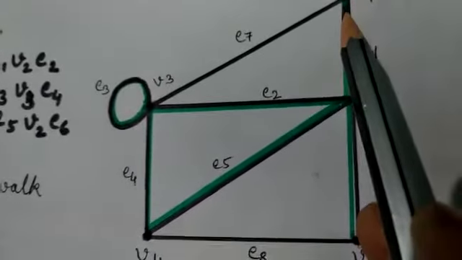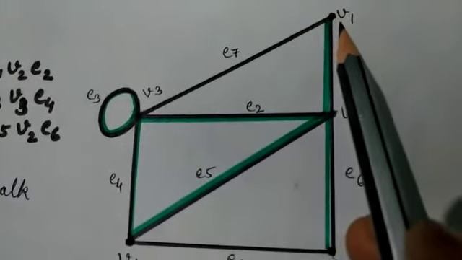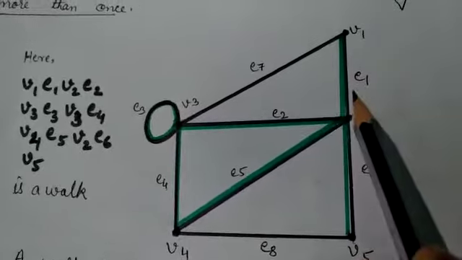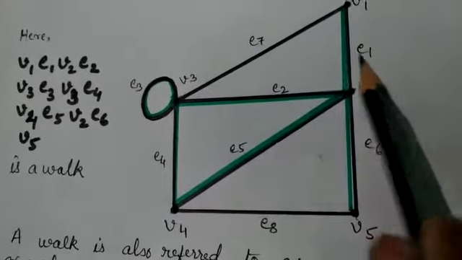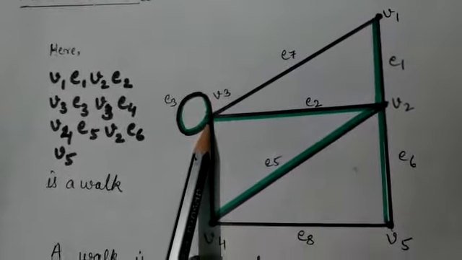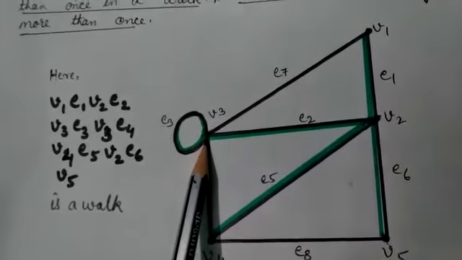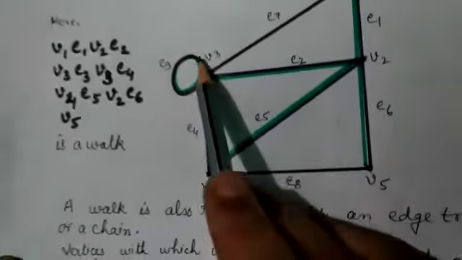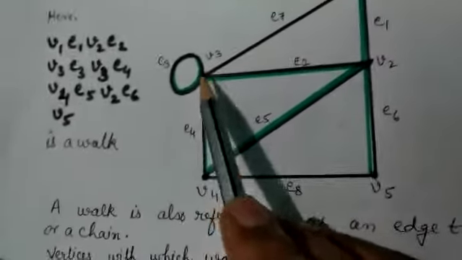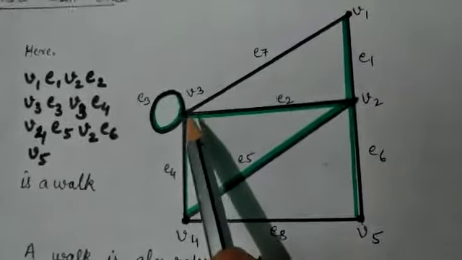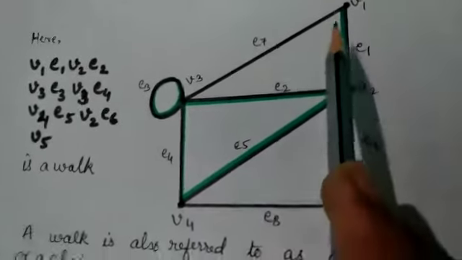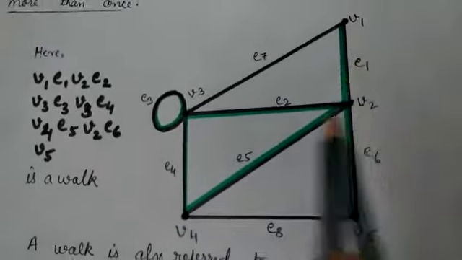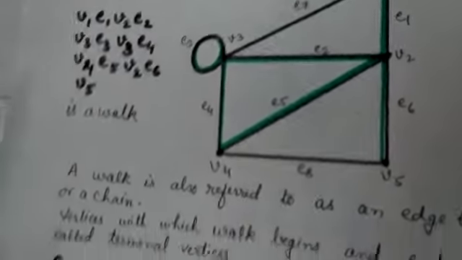So for a walk we can say that an edge does not appear more than once, and a vertex may appear more than once. Here we have the vertex V3 which is appearing twice. So in this walk V1, E1, V2, E2, V3, E3, then again V3, we can see that the vertex is appearing more than once, but no edge appears more than once. So this is the example of a walk.